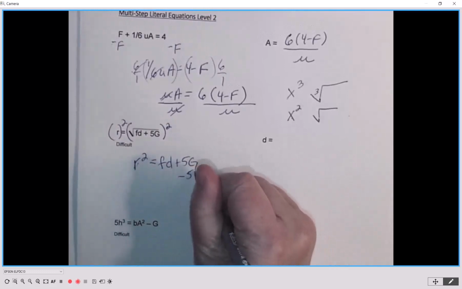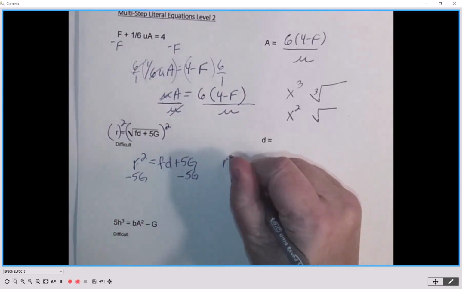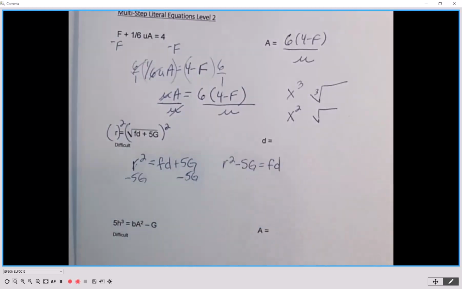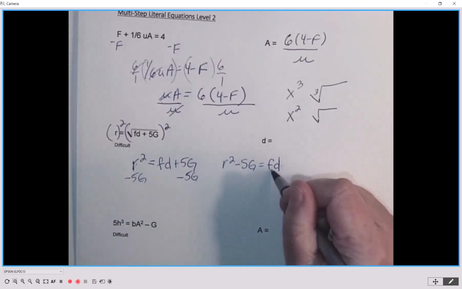So I'm going to minus 5g and put that on both sides. So it becomes r squared minus 5g equals f times d. Okay, and I got to remember what I'm looking for. I'm looking for the small d. So right now, that's f times d.